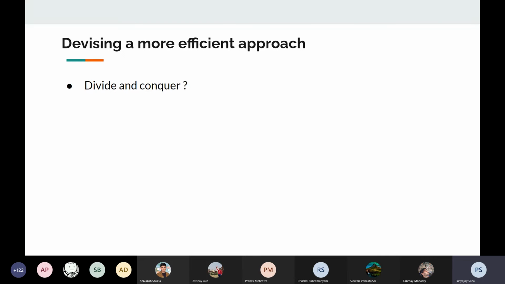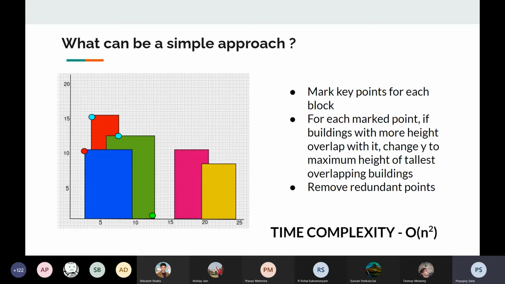So let us move to devising a more efficient approach. Can we think of a divide and conquer approach for this? Let us look at this example only. What can be the divide step? We can divide with a line parallel to the y-axis where no building has its boundaries.